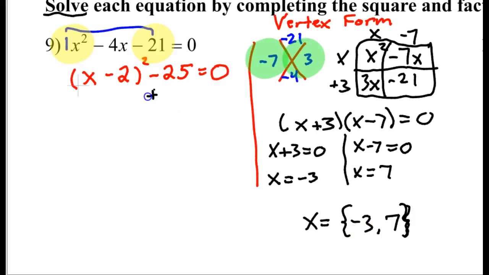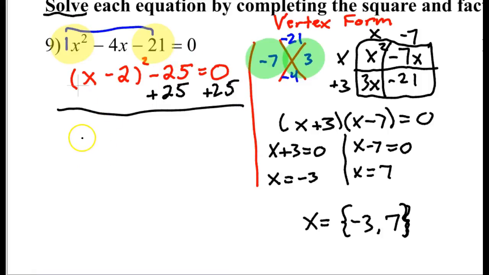So first thing we're going to do is go ahead and add 25 to both sides. So we take that y coordinate of the vertex, right? I'm going to move it to the other side.